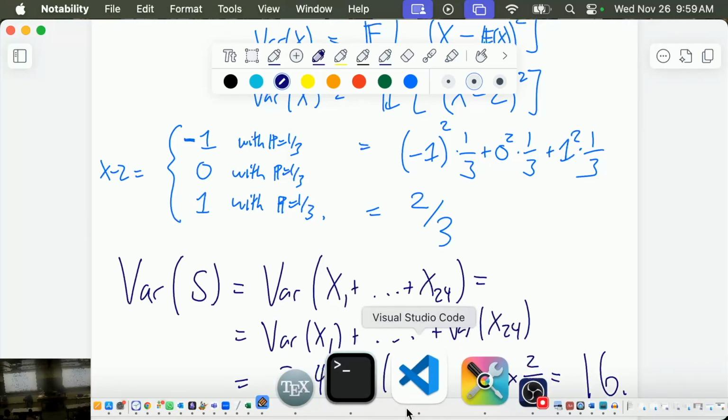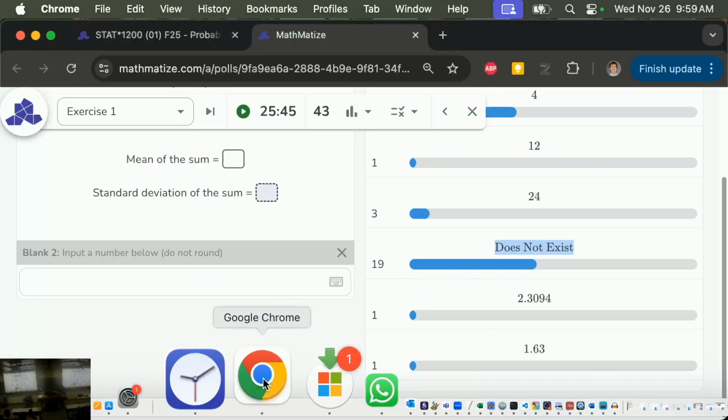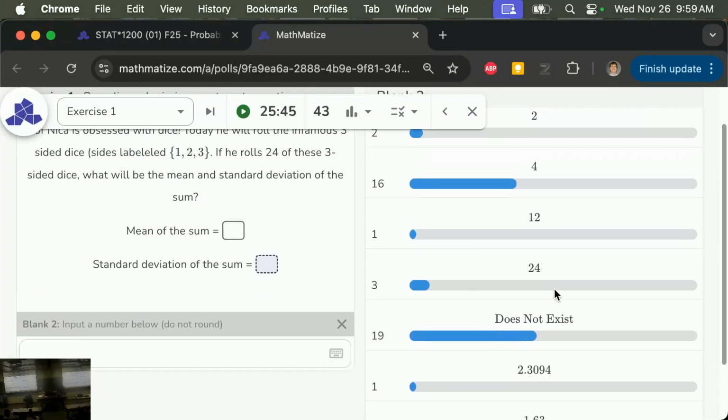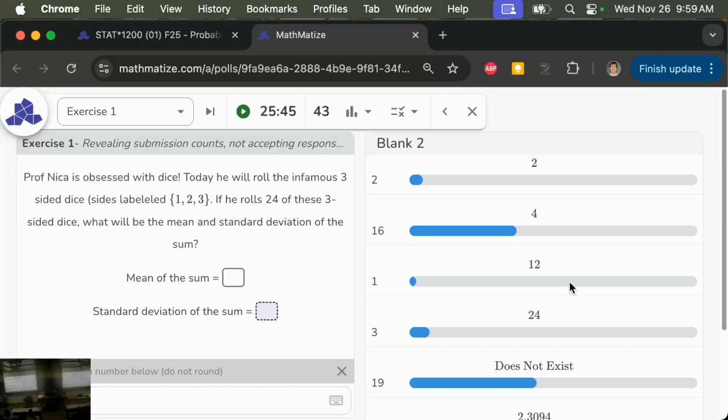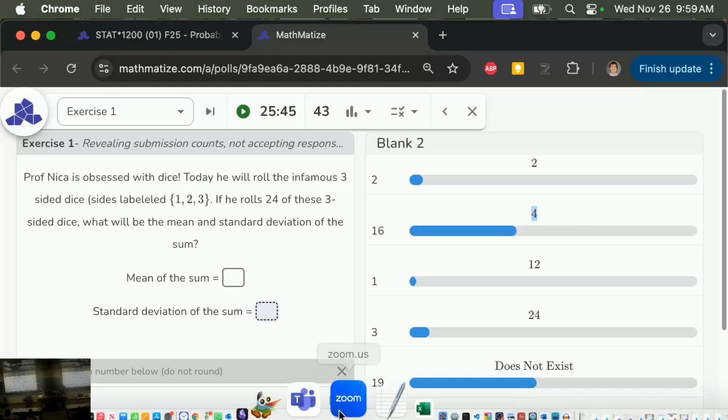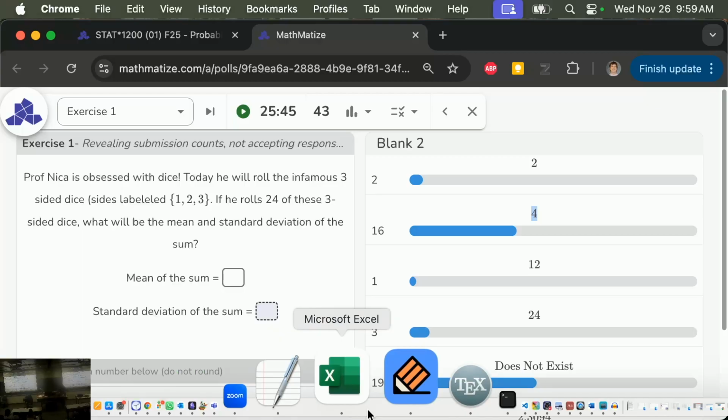How many people said 16 in the mathematize? How many people said 16? Nobody said 16. Funnily enough, 16 different people said 4. But nobody said 16. And that's because I made the second classical blunder that everyone makes all the time, which is I mixed up standard deviation and variance. The question is asking for the standard deviation. I calculated the variance. You need to do one last step at the end, which is to take the square root.